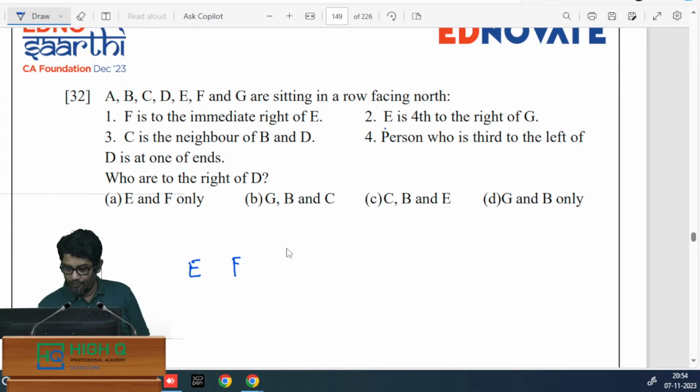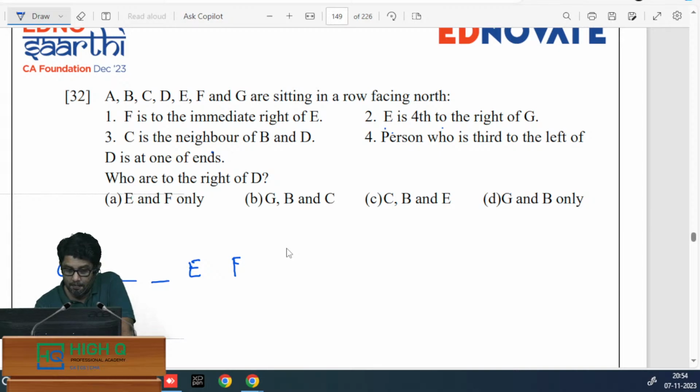E is fourth to the right of G. Am I right, my dear? Is E fourth to the right of G? C is the neighbor of B and D.